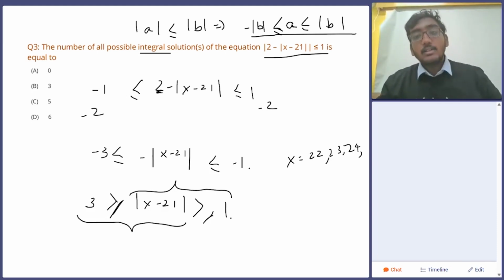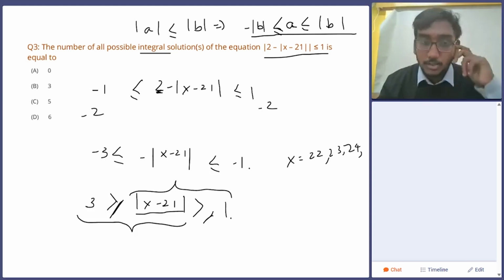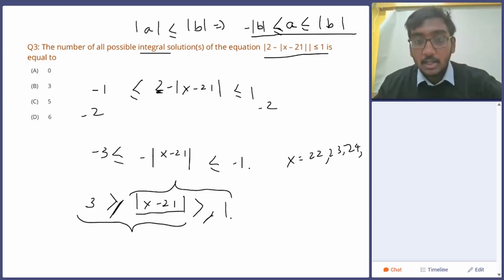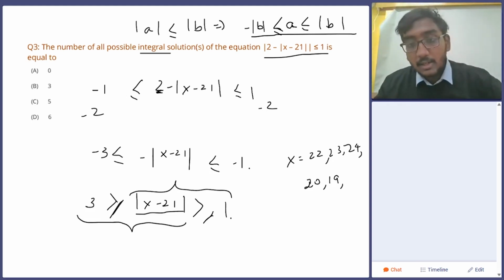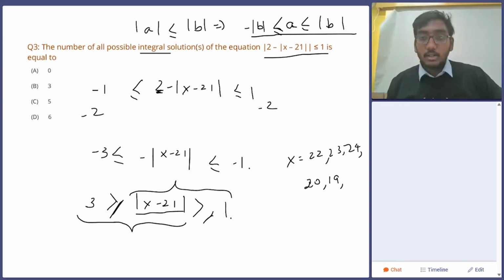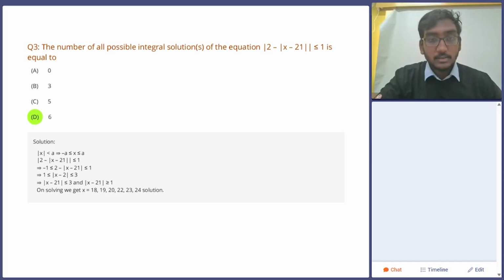And three more solutions will also be there. This particular expression, x minus 21, can also be minus 1, minus 2 or minus 3. These three are also possible. x can be 20, then mod of minus 1 will also be 1, that is between 1 and 3. x can be 19, then mod of x minus 21 will be mod of minus 2, that is again 2, between 1 and 3, and 18 is another solution. So totally how many solutions are there? 6 solutions are there.